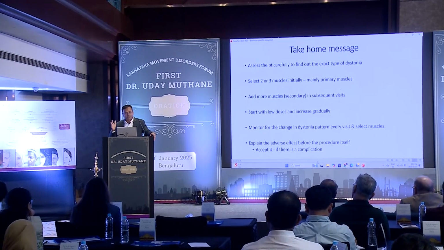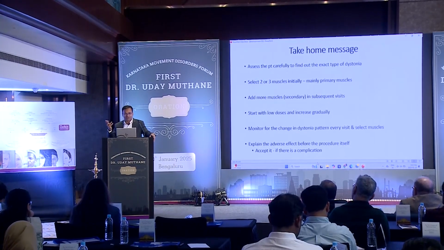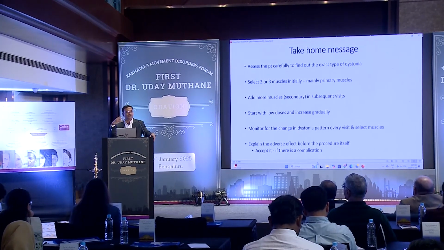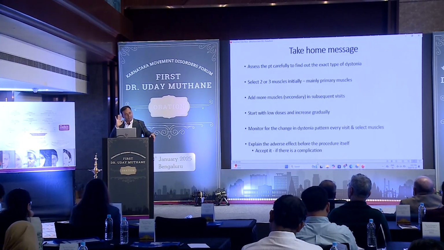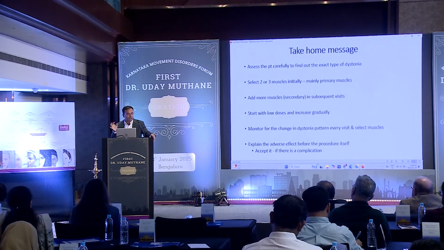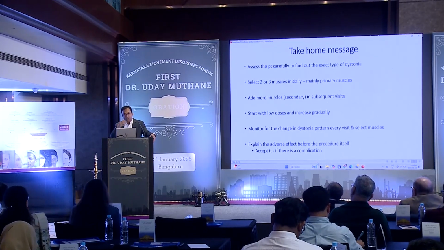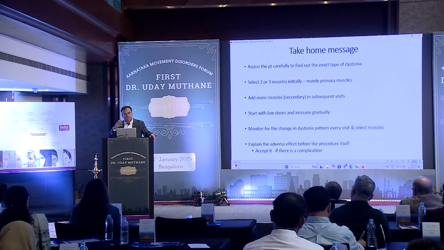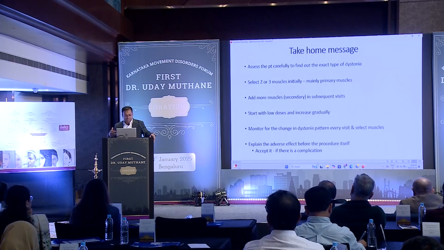After 20 or 50 injections, you know which muscles to inject, so you can plan it out. For the first few injections, take your time. Select two or three muscles initially. Mainly, as I told you, inject the primary muscles. Don't inject the secondary muscles. Slowly, after reassessing at one month, you can include the other muscles and increase the dose.